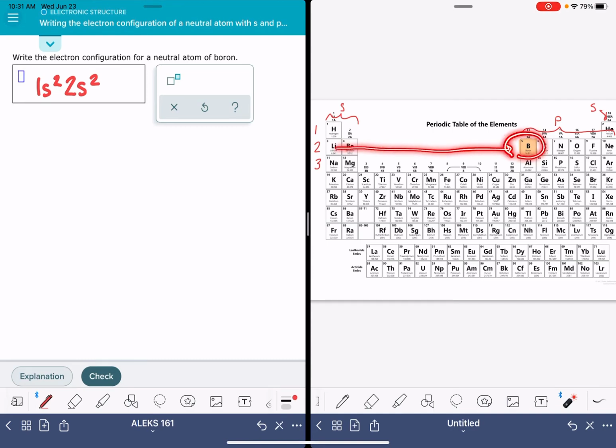Now we're at boron. This is our target element. This is still in the n equals 2, and now it is in the p orbital. So this is 2p. Boron is the first in the 2p, so this is 2p1.